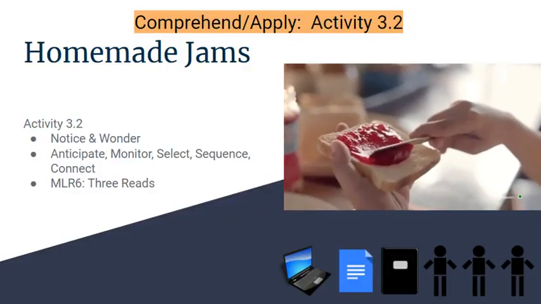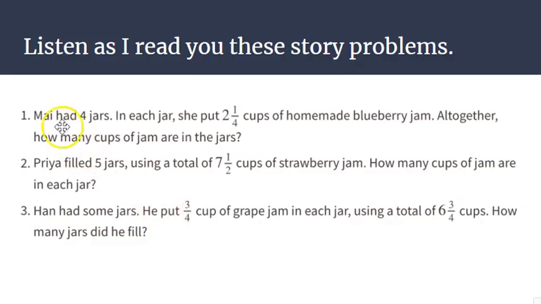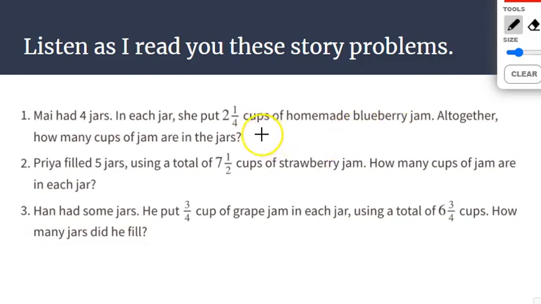Let's talk about some jam. So Mai had 4 jars. In each jar, she put 2 1/4 cups of homemade blueberry jam. Altogether, how many cups of jam are there in the jars? Here, this one's pretty straightforward, right? You have 4 jars. Each jar is 2 1/4. You're going to multiply 4 times 2 1/4, right? We'll look at the diagrams in a minute.